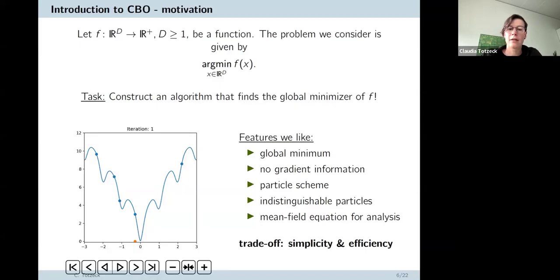And on the other hand, the PDE analog of this, which is good for analysis. And since we want to do analysis, we cannot do it too complicated. So we had to play around a little bit and have a trade-off between simplicity, such that we can do analysis, but also efficiency, so that we have an algorithm that does the job. So this was what we wanted to look at.